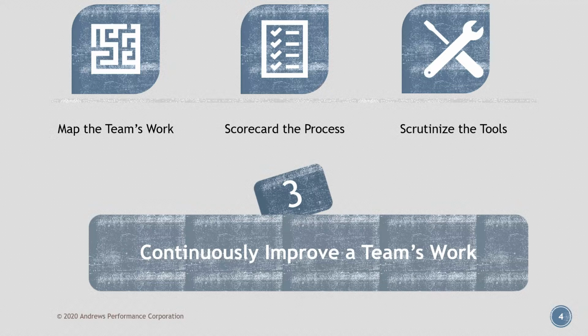Finally, it's scrutinizing the tools. The first place to start is documents. What documents drive our process? Are they redundant? Are they online, or do we have this abundance of paper? Are we using systems that are redundant in nature? So scrutinize the tools.